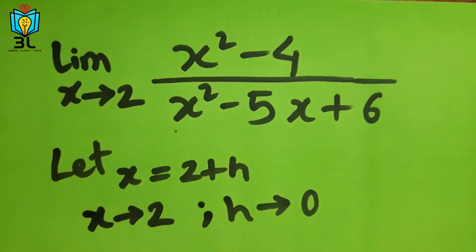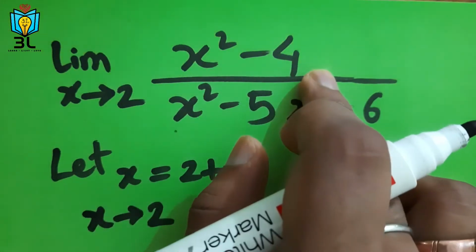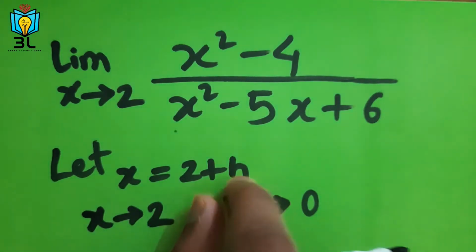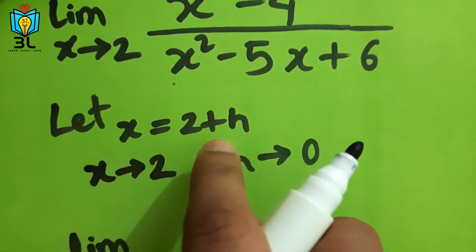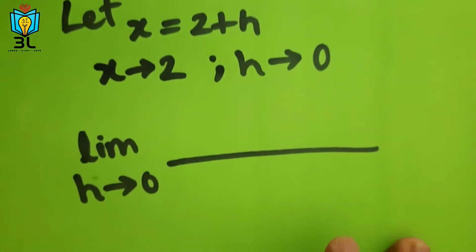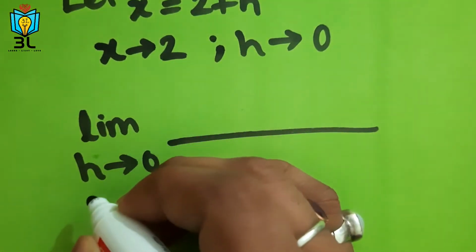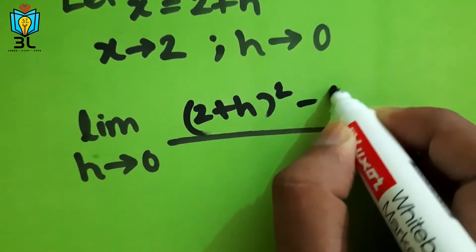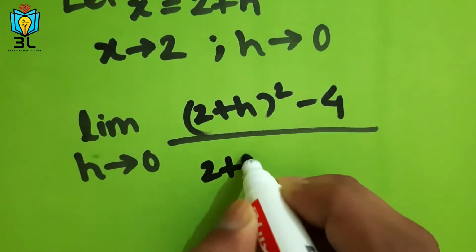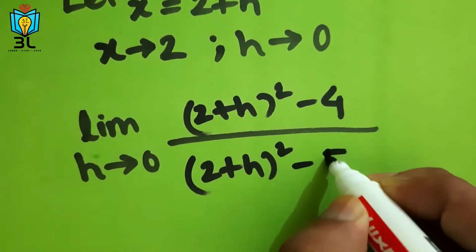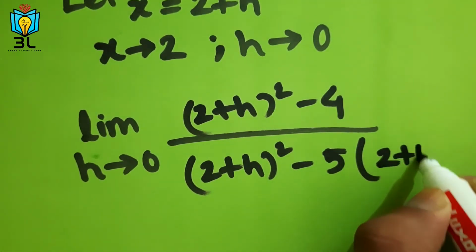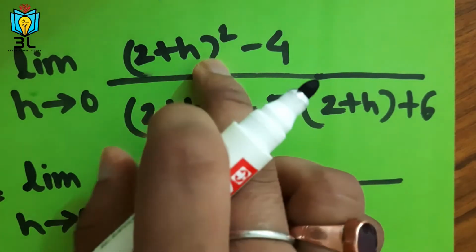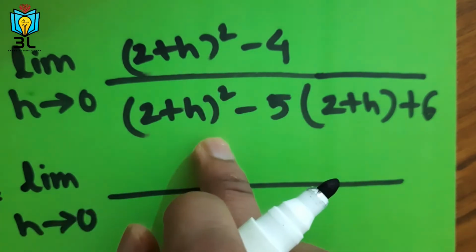And in the main equation, we had x square minus 4. In the function of x, instead of x, we will put 2 plus h, as we assumed x equals 2 plus h. That's why we will write here limit h tends to 0, 2 plus h whole square minus 4, and 2 plus h whole square minus 5 into 2 plus h plus 6. So now we will calculate the numerator and denominator.